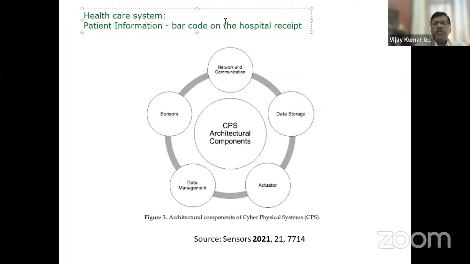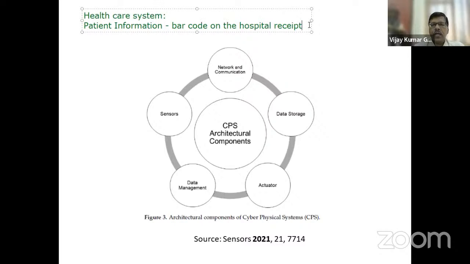So we may be having the hospital receipt, which is having a barcode number printed on it, and then when the patient goes to some doctor or some outdoor clinic, there he will show this receipt, and the reception there will scan the barcode. So from the barcode, the information related to the patient will be gathered.